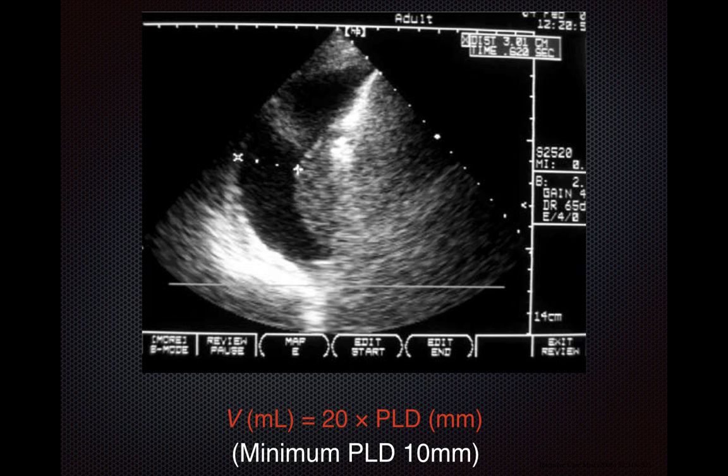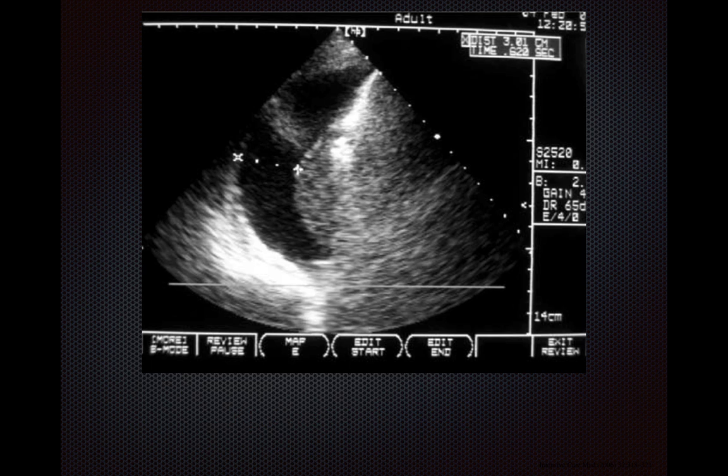If you want to be a little bit more specific, you can use this equation here, which will give you the volume, which is equal to 20 times the PLD. However, this equation only works if the PLD is at least 10 millimeters. So, for example, if you measure the PLD to be 15 millimeters, the volume will be 20 times 15, which will give you a volume of approximately 300 mLs.